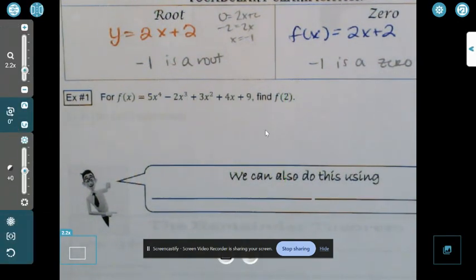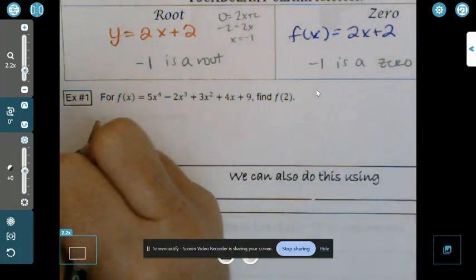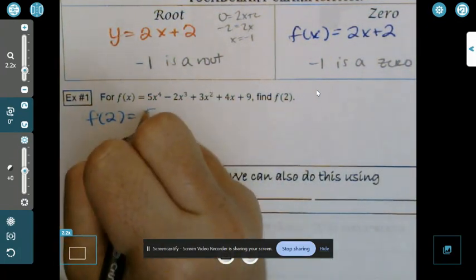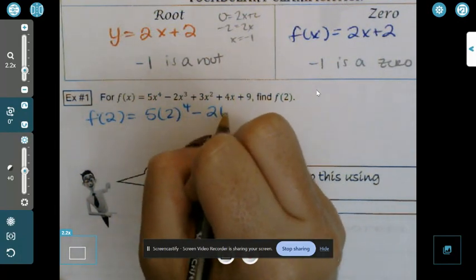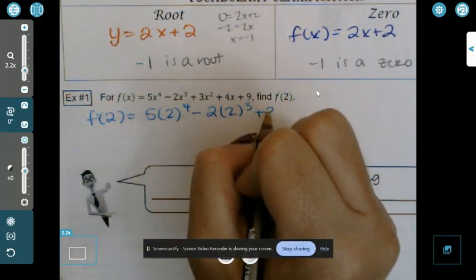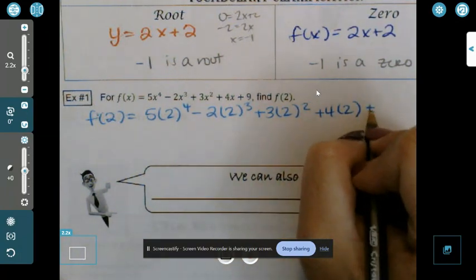So for f of x equals this really long polynomial, we want to find f of 2. And we have done several of these over the last few weeks. So all we're doing here is plugging 2 in everywhere we see x. So f of 2 is going to equal 5 times 2 to the 4th minus 2 times 2 cubed plus 3 times 2 squared plus 4 times 2 plus 9.